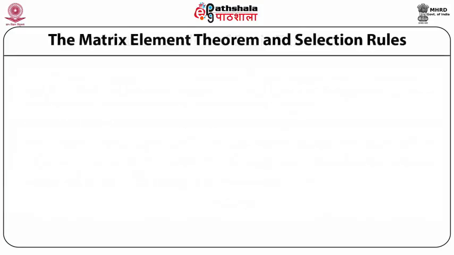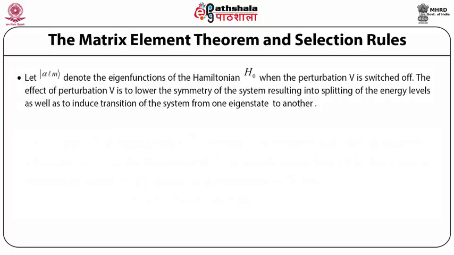We now discuss the matrix element theorem and the selection rules. Let alpha Lm denote the eigenfunctions of the Hamiltonian H naught, that is the unperturbed Hamiltonian. When the perturbation V is switched off, alpha Lm are the eigenfunctions of the unperturbed Hamiltonian. The effect of perturbation V is to lower the symmetry of the system, resulting in the splitting of the energy levels, as well as to induce transition of the system from one eigenstate to another.